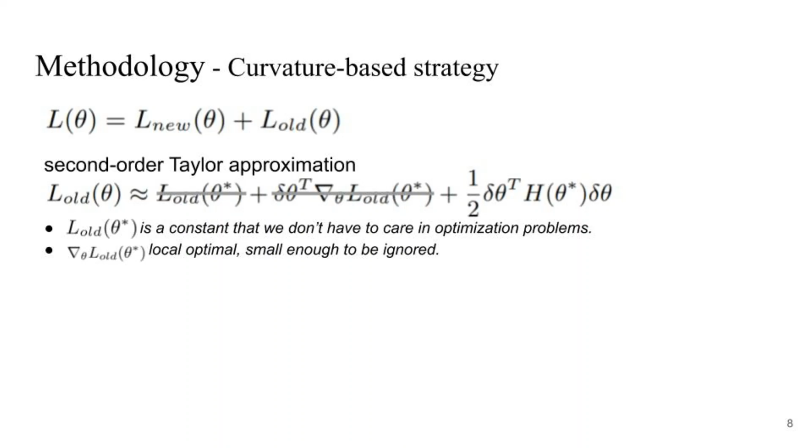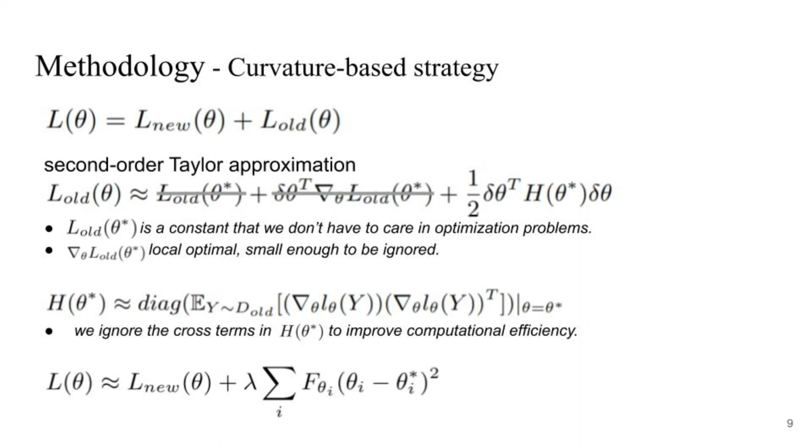We assume that the SE model has reached a local minimum, so that the elements in the gradient vector of L_O at theta star are generally small enough to be ignored. Therefore, we can take the approximation of L_O as a quadratic form. And then, we ignore the cross terms in the Hessian matrix at theta star to improve computational efficiency. Finally, we can obtain the regularization term. F theta i is the diagonal element of the Hessian matrix at theta star. The intuitive interpretation of F theta i is the local curvature, which indicates the sensitivity that affects the performance of the previous acoustic environment.